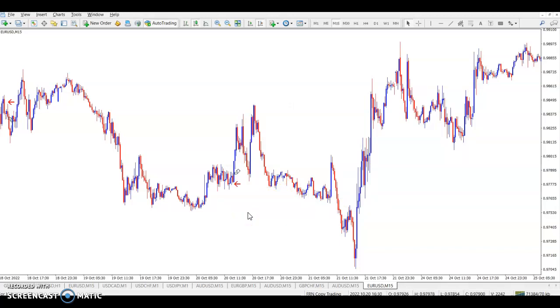Now, when you get a signal, this is what it's going to look like here. When you get a signal, there are rules to follow to make sure you don't take signals which haven't got a high probability of working. Even when you follow these rules, not every signal will win. We know that. This is Forex, but you can increase your chances of winning by following the rules.